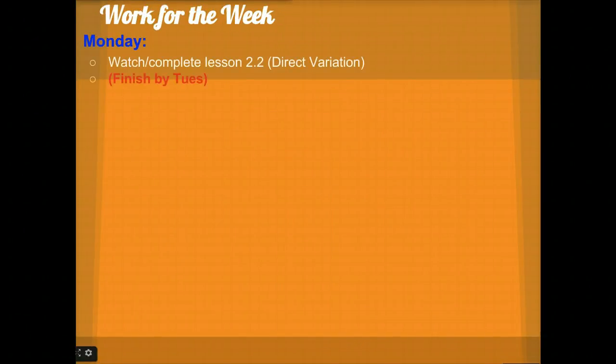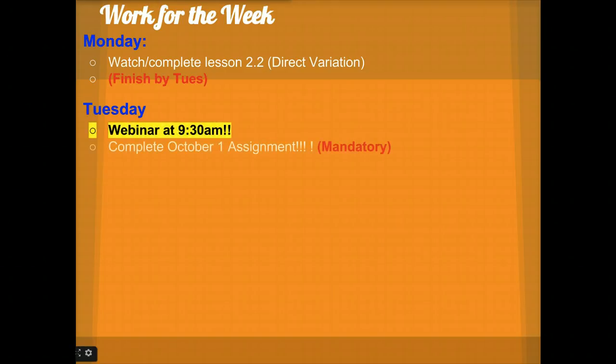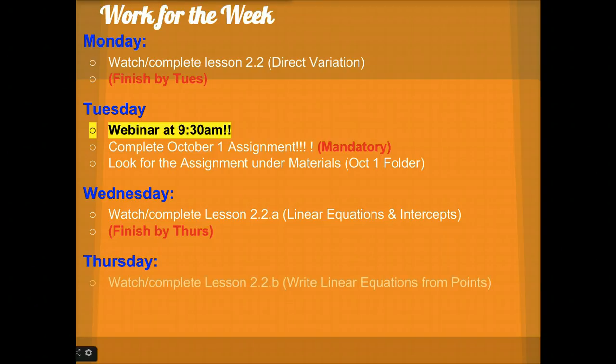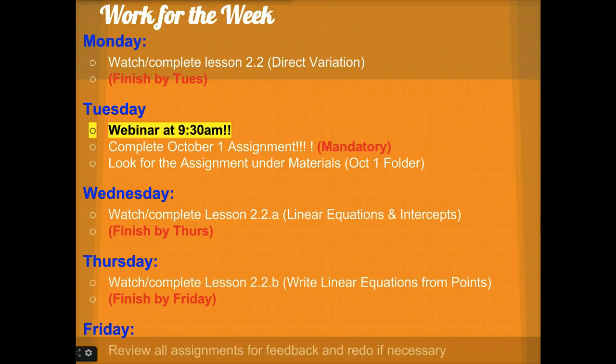Your work for the week. On Monday, you're going to watch and complete lesson 2.2 on direct variation. Again, watch the lesson first before you complete the practice. And direct variation is just a form of a linear equation, and that is due by Tuesday. On Tuesday, we will have our webinar as usual at 9:30. Come prepared with any questions you might have of the material. And then again, October 1 assignment, so mandatory, must be completed by 3 p.m. on that day. It is listed under the assignments, under the materials, and it is an October 1 assignment folder.